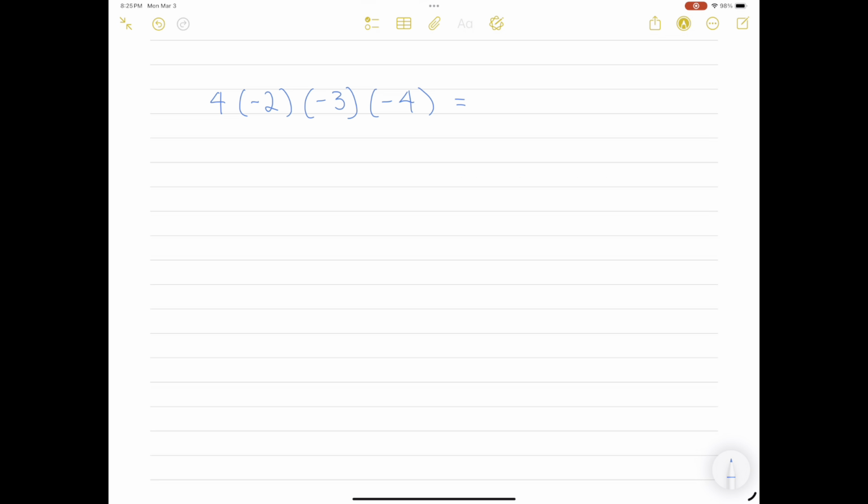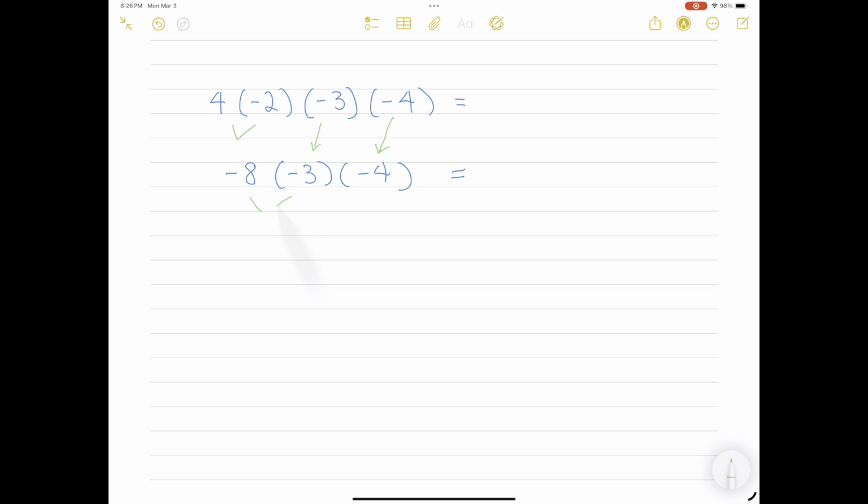Next example, 4 times negative 2 times negative 3 times negative 4. Please notice I spread out my numbers and symbols and signs when I write out my equation. We work out the problem from left to right. 4 times negative 2 equals negative 8. We write that on the next line, bringing down the rest of the equation times negative 3 times negative 4.